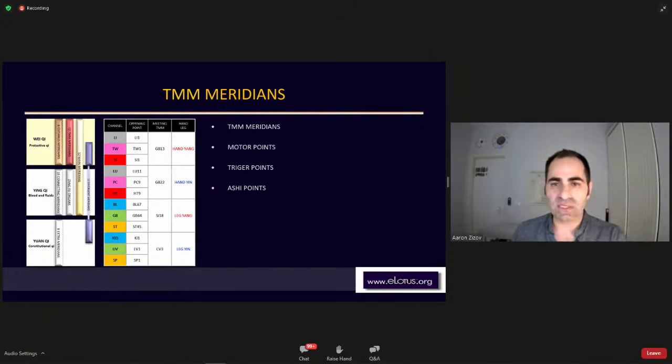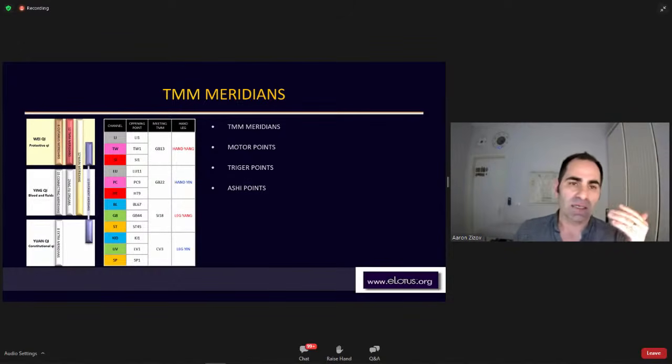We have trigger points, where we can feel tension in different areas of the muscle, something like ashi points. All these ways of treating will be with this TMM meridian.